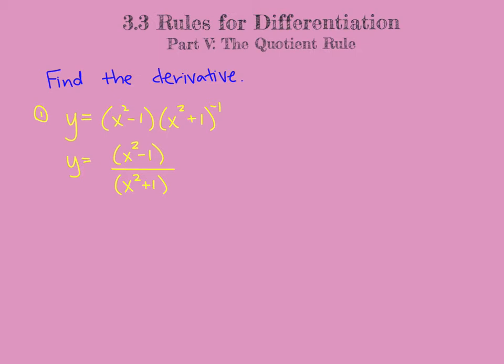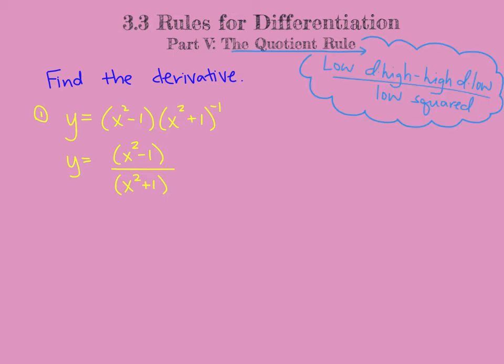All right, so now that we have our quotient written out, I'm going to use the fun way to use the quotient rule, and that is low d high minus high d low over low squared. So here is our fun way of the quotient rule written out. I'm going to use this instead of the u's and the v's. Whatever way works for you, that's why I give you multiple ways to use it. So let's do this the fun way.